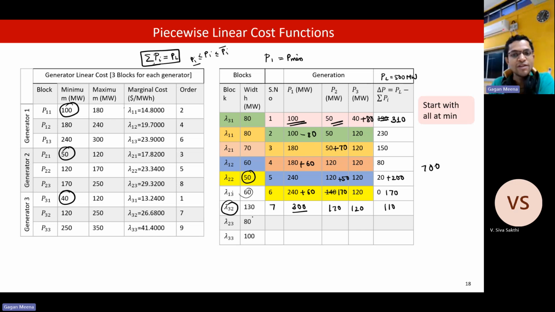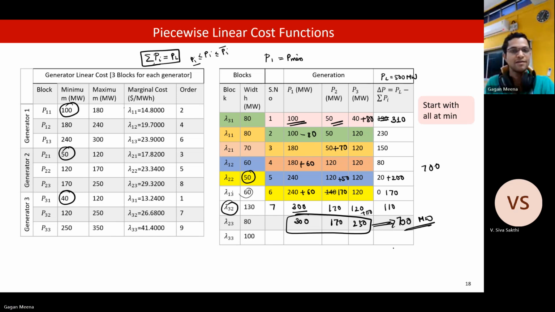And its capacity is 130. And the demand, we only need 110. We can add 110 to the third generator. So P1 becomes 120, 300, P2 becomes 170, this becomes 230. And 230 is below its maximum limit, which is 350. This becomes a solution for a demand of 700 megawatt.